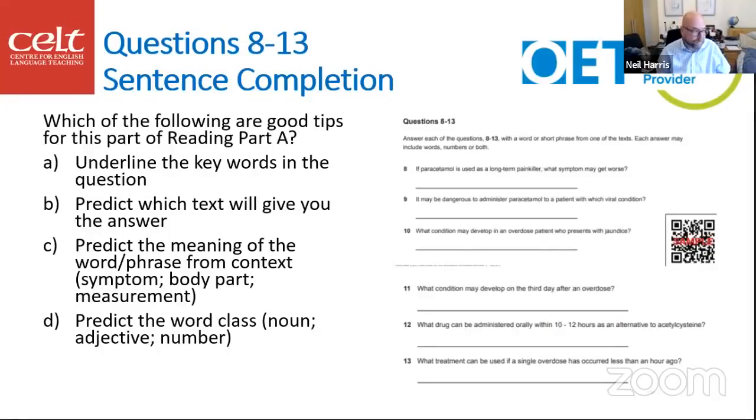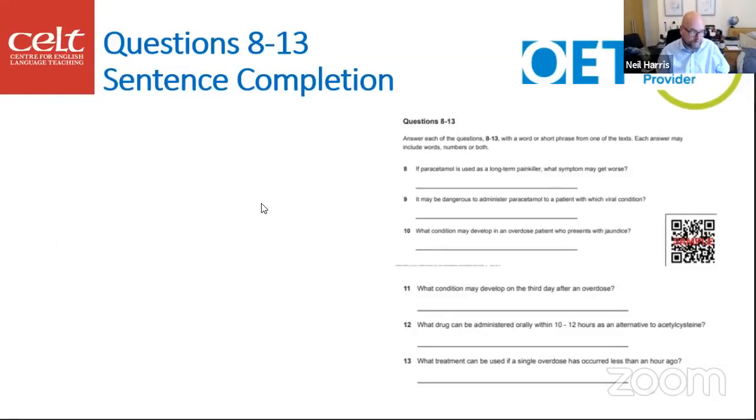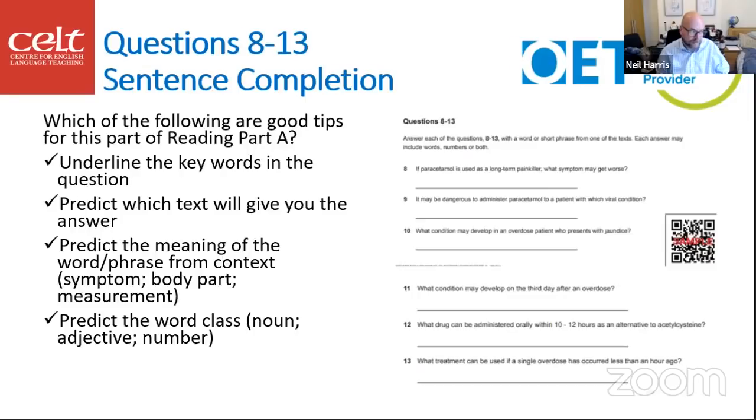Salman and Mariama have suggested A, underlining keywords, definitely. I just wonder if anyone's going to have any thoughts about B. That's interesting. The answers that have come into chat so far, some of you say A, some of you saying D. Let me show you. All 4 of them are good tips. So A and B and C and D. Let me show you what that looks like.